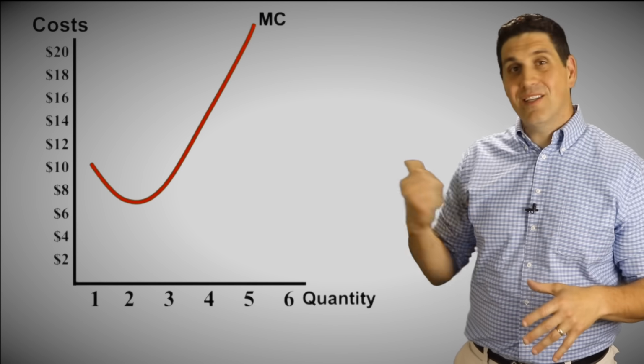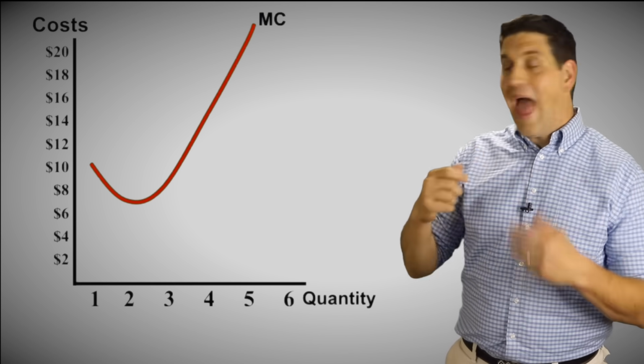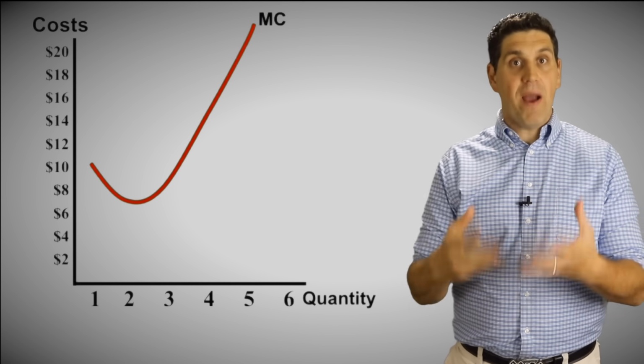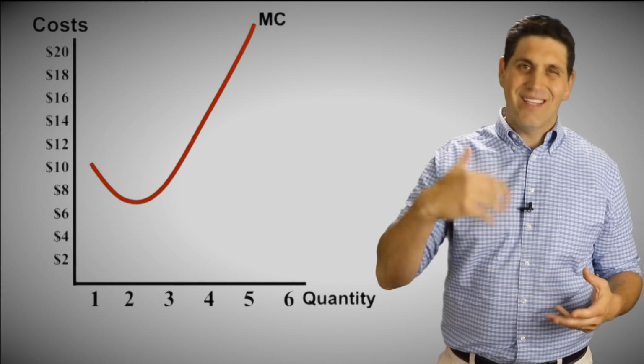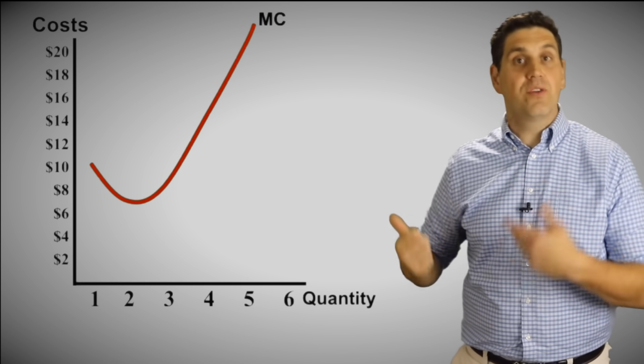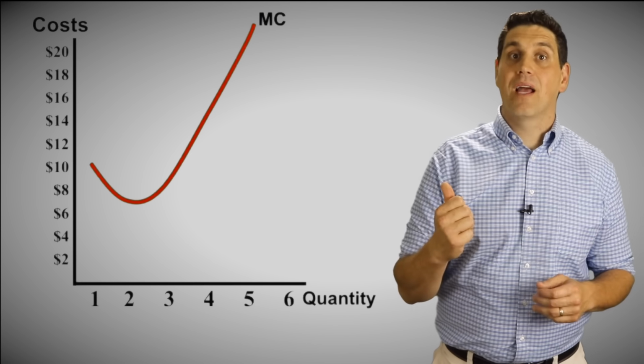Now, the shape of these curves isn't just random. They look like this for a reason. Marginal cost goes down and up because as you hire more workers, they specialize. So the additional cost of those units are going to fall. But as you hire more workers, they produce less and less additional stuff. And so the cost of those additional units are going to start going up. So marginal cost always goes down, and then it goes right back up again.